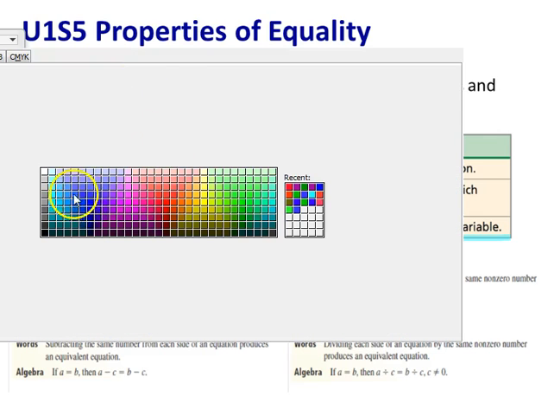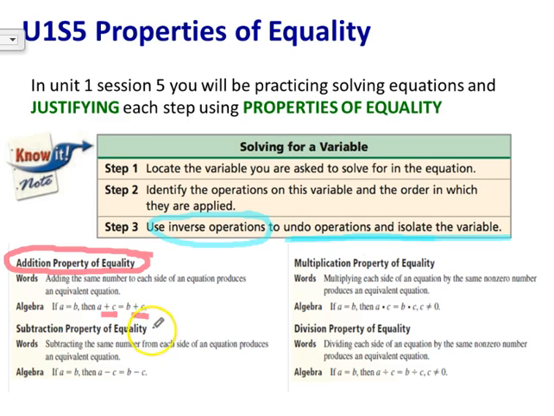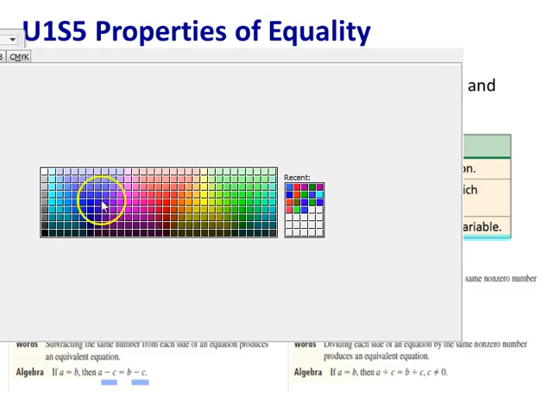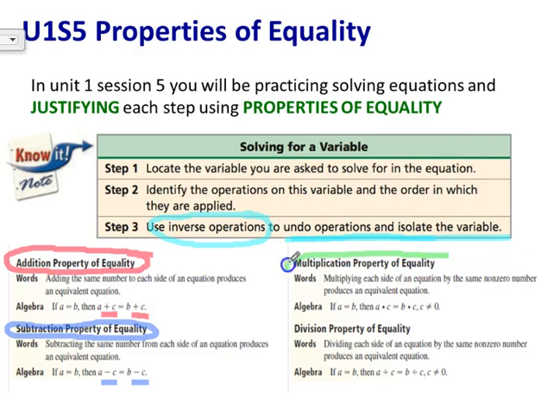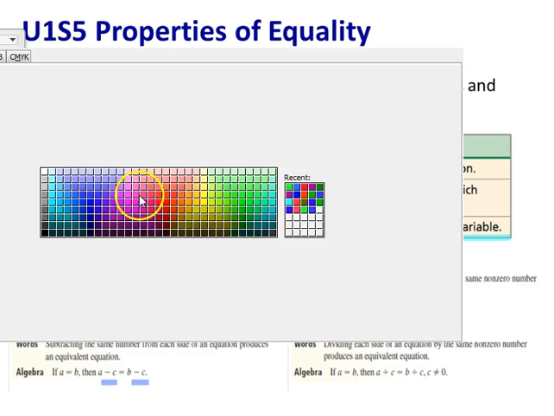Very similar is the subtraction property of equality, and that's if we subtract something from one side of the equation, we have to subtract that same amount from the other side. And you're going to see we're kind of having a pattern here of whatever we do to one side of the equation, we have to do to the other side. So if we're multiplying something on one side of the equation, we have to multiply that same amount on the other side. And then same with division.